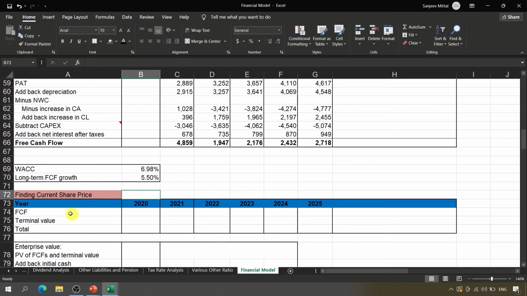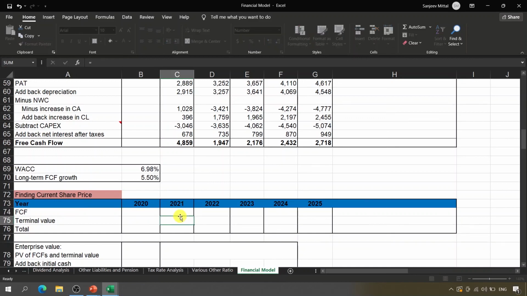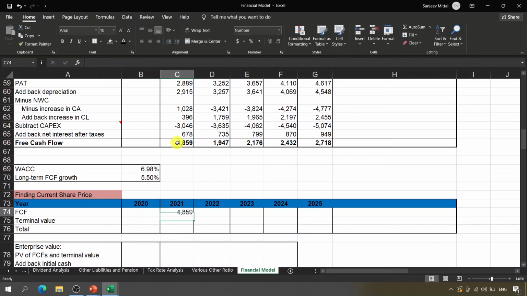After that, we shall go and try to find out our free cash flow, which we have already calculated. As you can see, it's 4,859 for the year 2021. And for all the 5 years, we will write these cash flows here. Once we write here, we shall try to find out our terminal value.